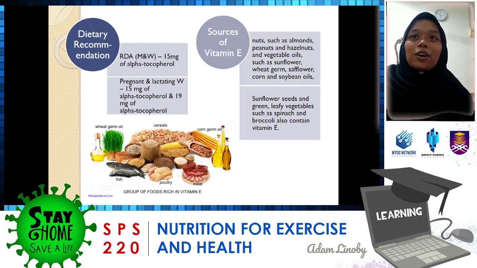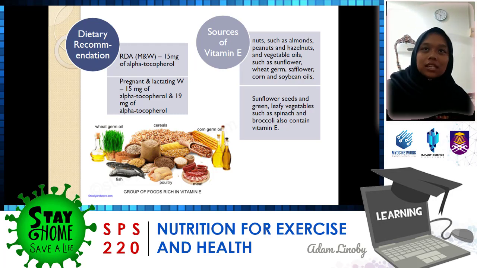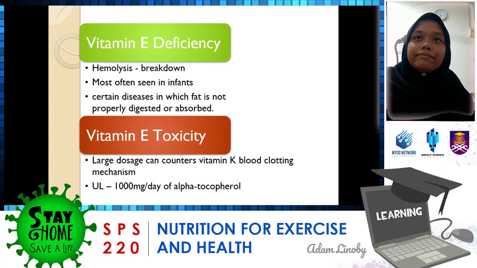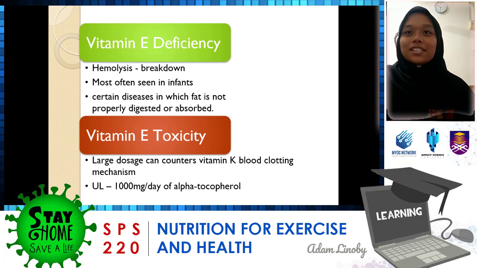Okay, vitamin E deficiency. It can cause hemolysis breakdown, most often seen in infants. Then there are certain diseases in which fat is not properly digested or absorbed. Okay, next is vitamin E toxicity. Large dosages can interfere with the vitamin K blood clotting mechanism. The UL is 1000 mg per day of alpha tocopherol.